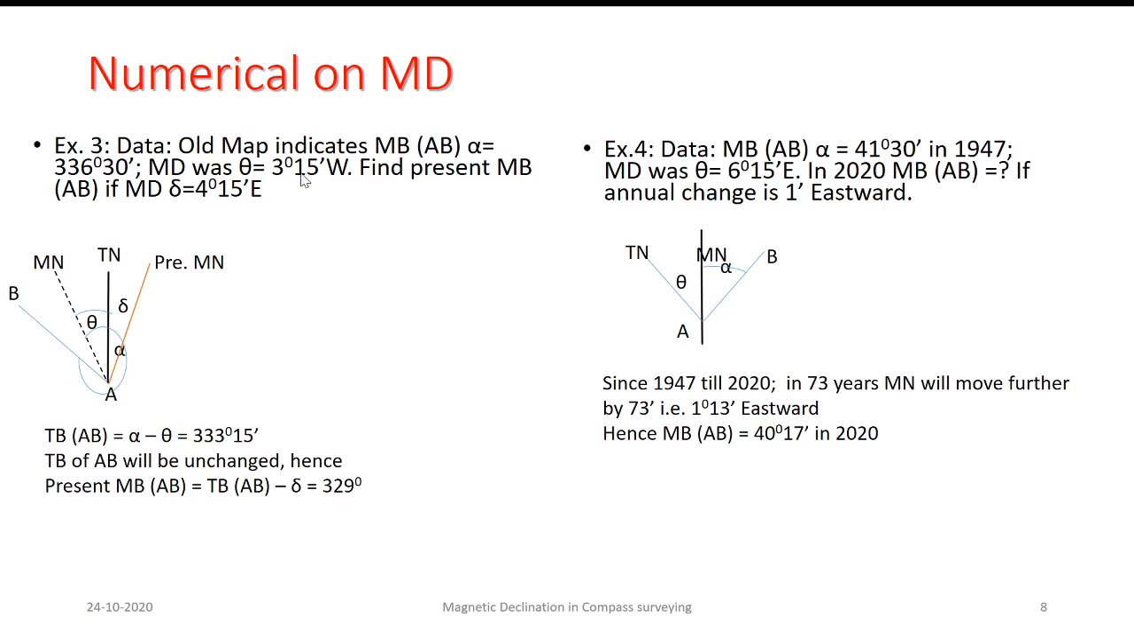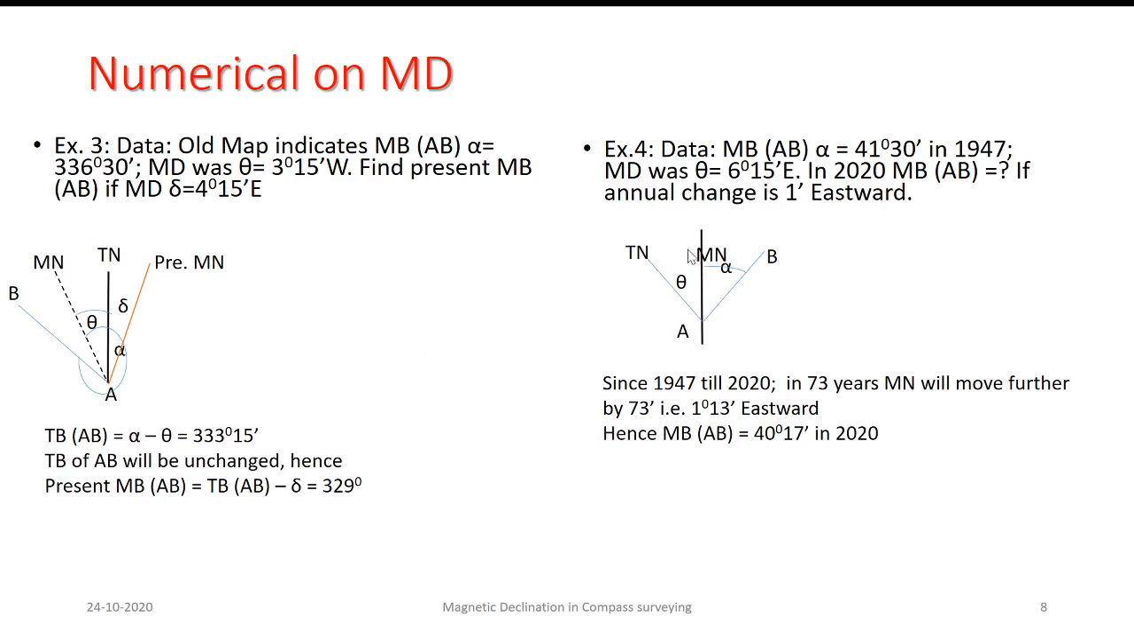According to the earlier data, in order to determine the true bearing of the line, we must deduct this theta from the observed magnetic bearing, which comes to be 330 degrees 15 minutes. The true bearing will remain the same. Hence, the present magnetic bearing can be worked out by deducting the present declination from that 333 degrees 15 minutes, which comes to be 329 degrees.